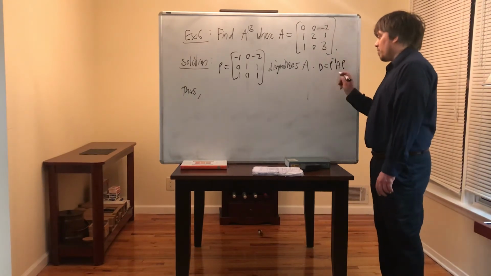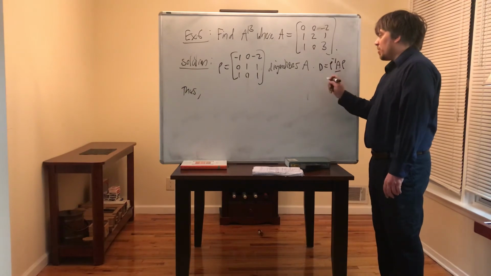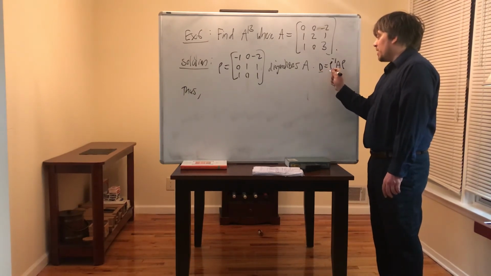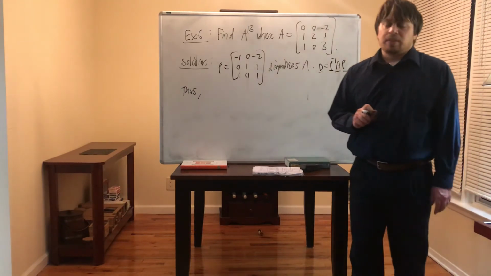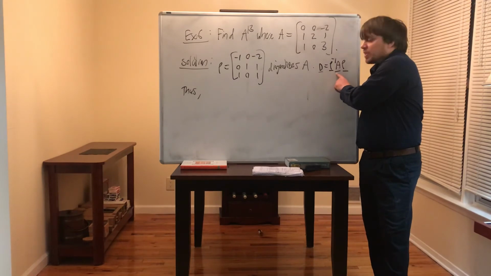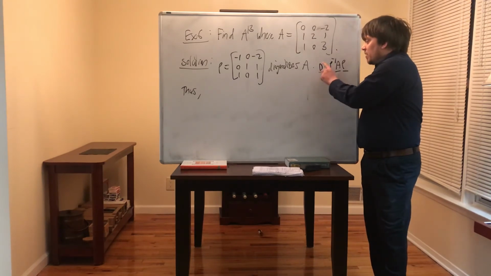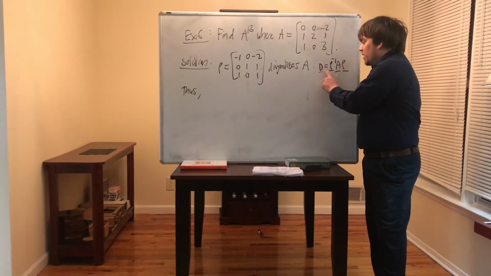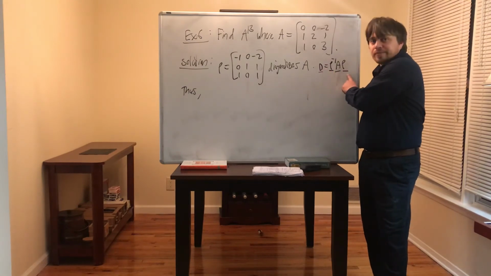For matrix A, it's diagonalizable if there's a diagonal matrix D and some invertible matrix P such that D equals P inverse AP. Again, if you have a matrix A that's diagonalizable, there exists a diagonal matrix D and an invertible matrix P such that D equals P inverse AP.